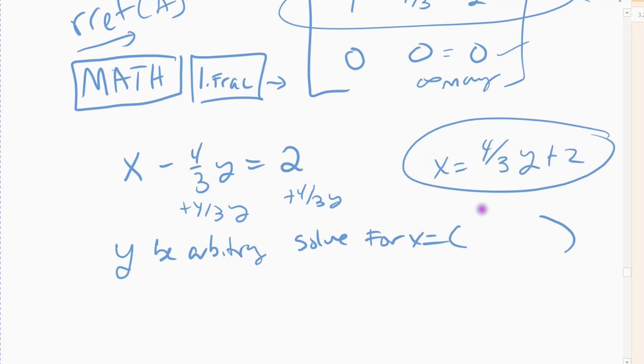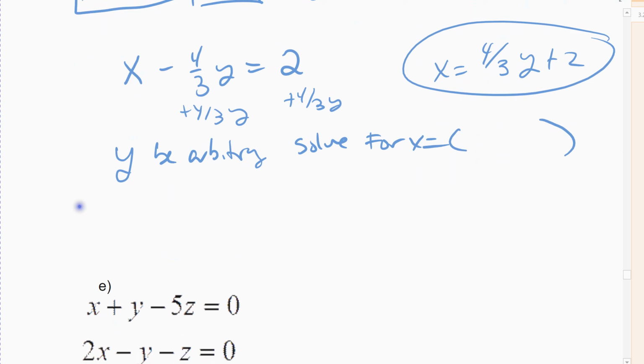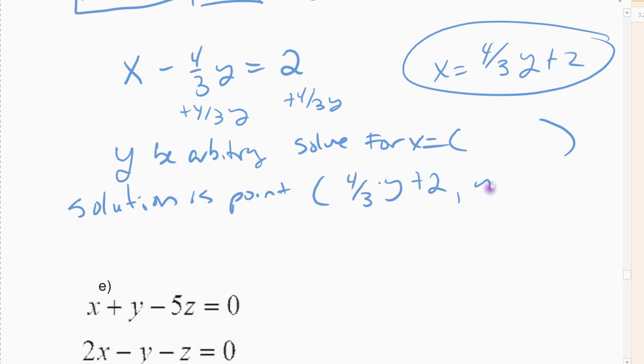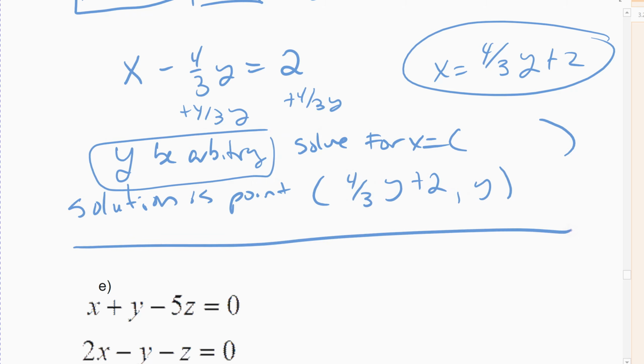There's my x value. And so my solution is the point where x has to be 4 thirds times y plus 2, and then y gets to be whatever I want it to be. Y is my arbitrary. I pick y and I have a solution, right? I plug it into this equation and I've got my x value. And there is my arbitrary, my infinitely many case.